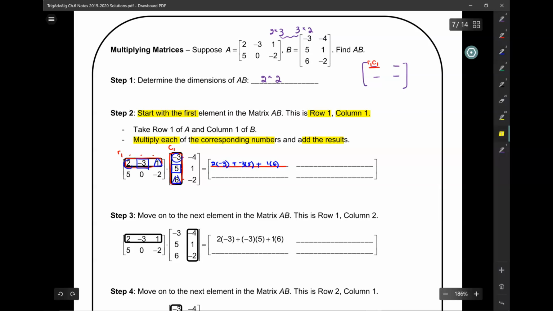Okay, next. Move on to the next element. Now we're going to do row 1, column 2. Where is row 1, column 2? We're going to do this one. Row 1, column 2. Stick with me for a minute. So this is row 1, column 2. For that, I take row 1 and column 2.